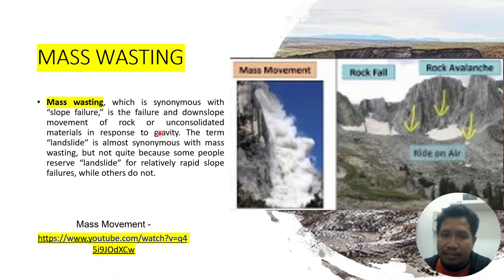So the term landslide is almost synonymous with mass wasting, but there is a slight difference in usage. Some people use the term landslide to refer to any type of mass wasting, while others use it to refer specifically to rapid slope failure. So that is what makes landslide and mass wasting different. But in general, landslide and mass wasting are more or less the same.